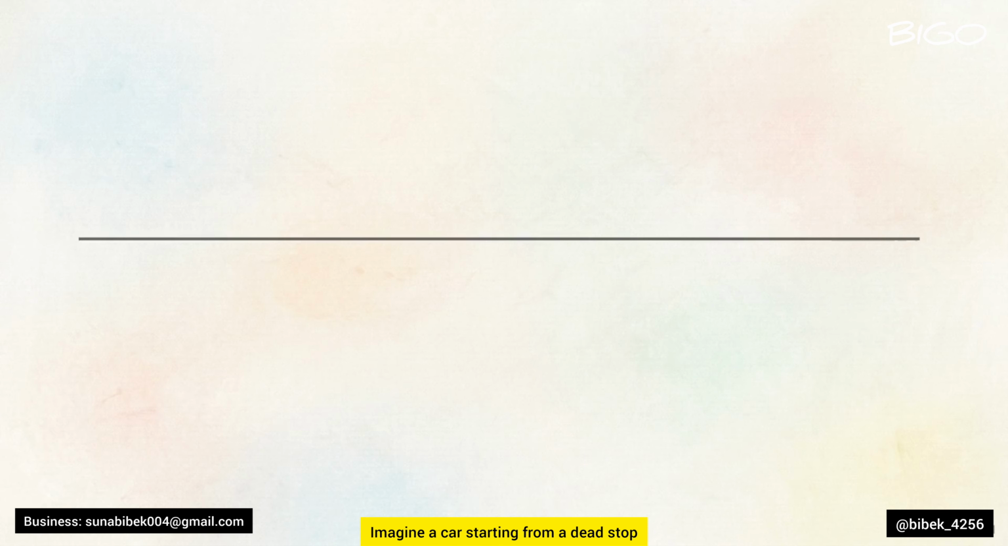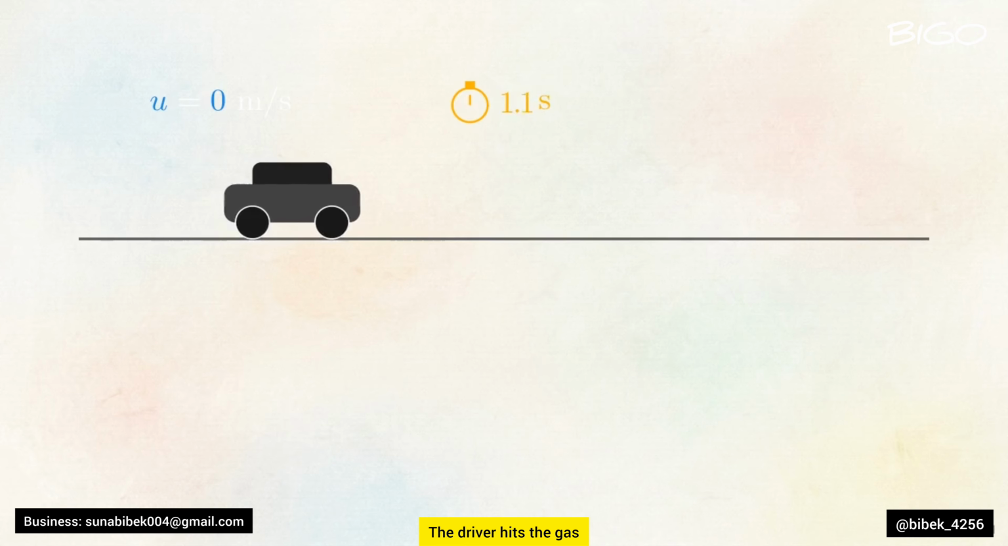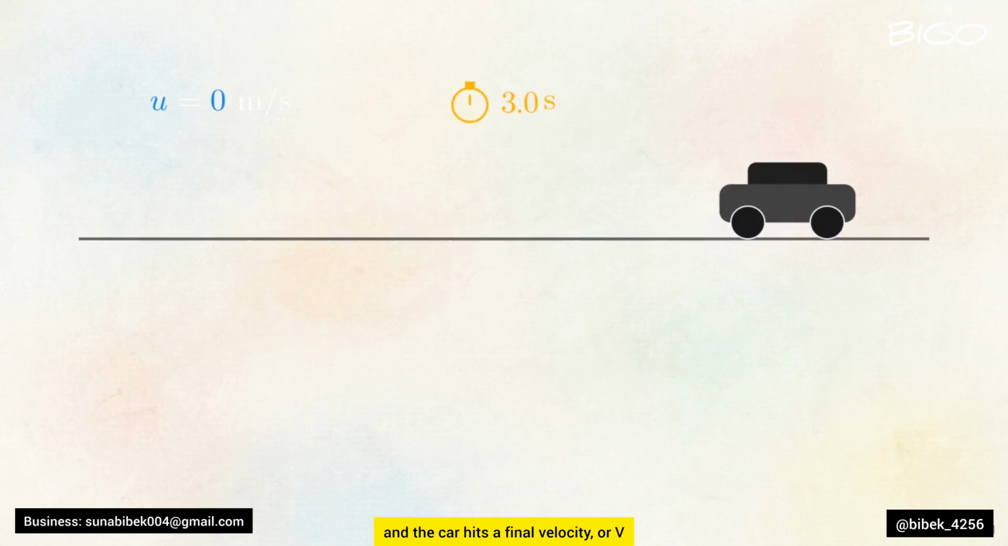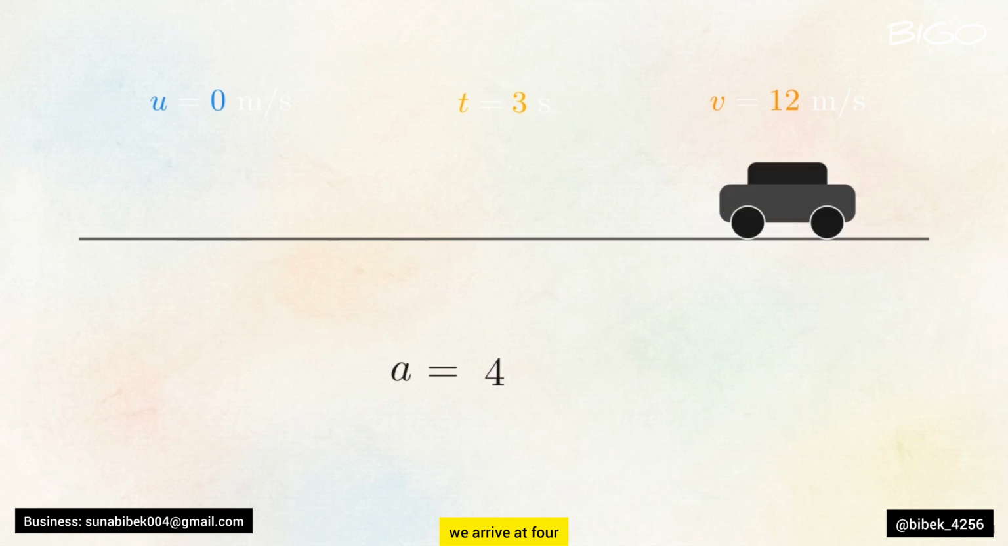Imagine a car starting from a dead stop. Because it is at rest, our initial velocity, represented by the letter U, is 0. The driver hits the gas, and the car hits a final velocity, or V, of 12 meters per second over a period of 3 seconds. We can plug those measurements into our formula. The equation becomes 12 minus 0 divided by 3. Subtracting our initial velocity leaves us with 12 on top. After dividing by the 3 seconds of elapsed time, we arrive at 4.